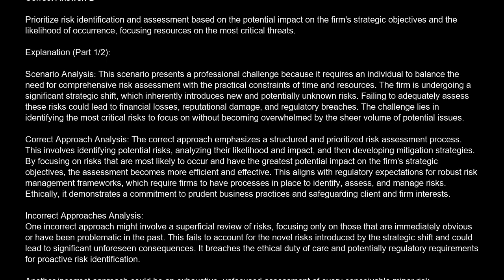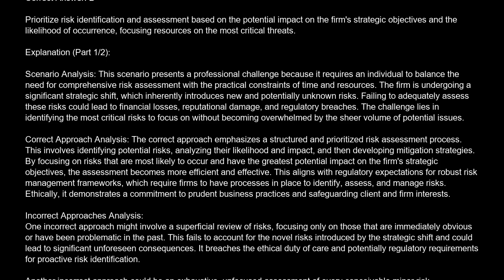The challenge lies in identifying the most critical risks to focus on without becoming overwhelmed by the sheer volume of potential issues. Correct approach analysis. The correct approach emphasizes a structured and prioritized risk assessment process. This involves identifying potential risks, analyzing their likelihood and impact, and then developing mitigation strategies. By focusing on risks that are most likely to occur and have the greatest potential impact on the firm's strategic objectives, the assessment becomes more efficient and effective.